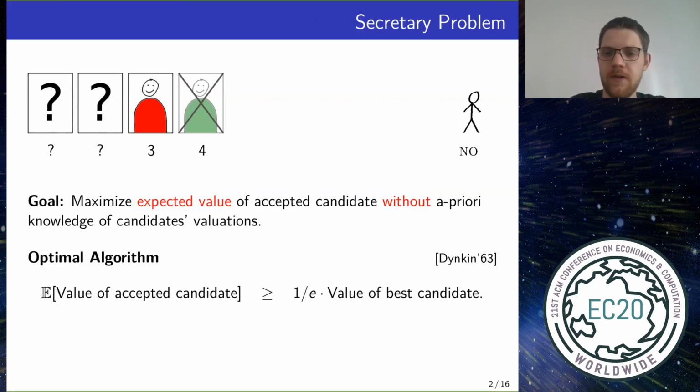This was solved optimally back in the 60s, where the decision maker just takes the first n over e candidates into account and never takes them, and then takes the first person that is better than the previous ones. So in this example, the green one would be rejected outright, the red one also, and then the blue one, having the highest utility of the candidates, would then be taken. And the fourth candidate would never be observed by this algorithm.